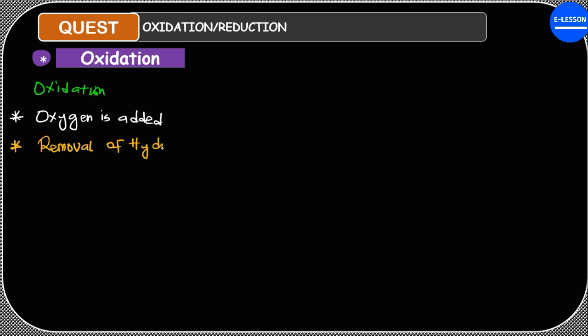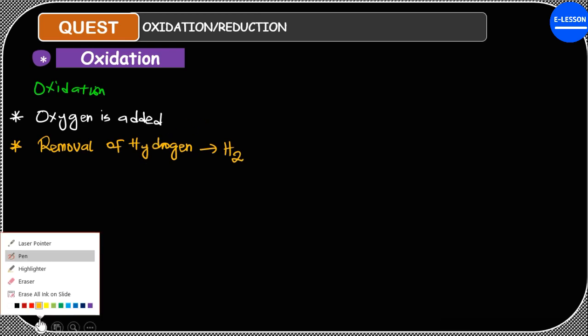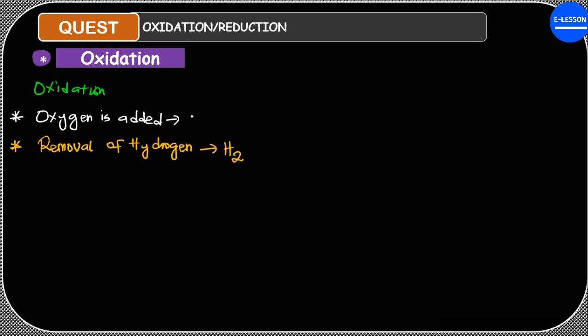The next way to define oxidation is in terms of removal of hydrogen. Whenever a molecule of hydrogen is removed from a compound, you say that the molecule is being oxidized. For every oxygen that is added in most organic reactions, one molecule of hydrogen is removed, because one molecule contains two atoms of hydrogen. Is that understood? Do you know why?